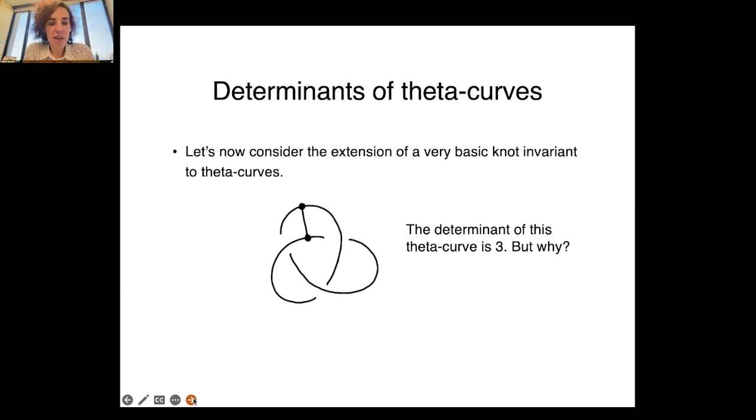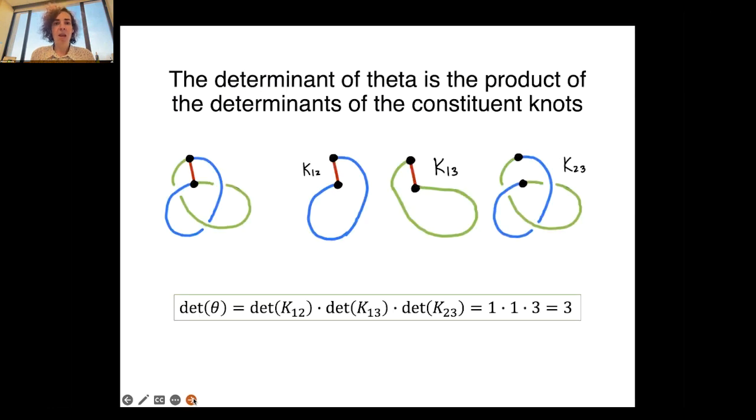All right, so here's a picture of a theta curve. It is simply a trefoil knot with an extra edge added to it, and I claim that the determinant is 3. Well, why is the determinant of this theta curve equal to 3? Well, the determinant of theta is the product of the determinants of the constituent knots. And so for this simple example, there are 3 constituent knots, meaning of the 3 edges in this theta curve, I take them pairwise and I get 3 knots, which I'll call K12, K13, and K23. And then this is an unknot and an unknot and a trefoil, so the determinants are 1, 1, and 3. Multiply them up and I get 3.